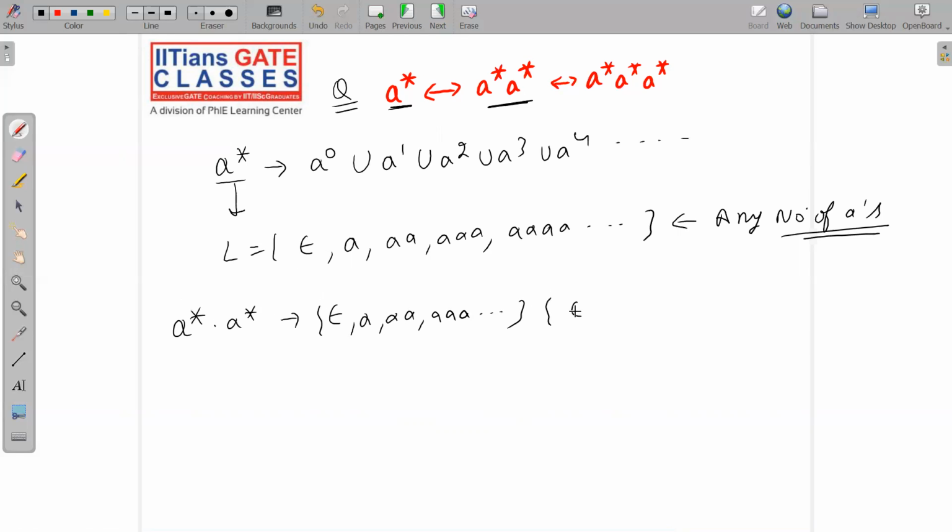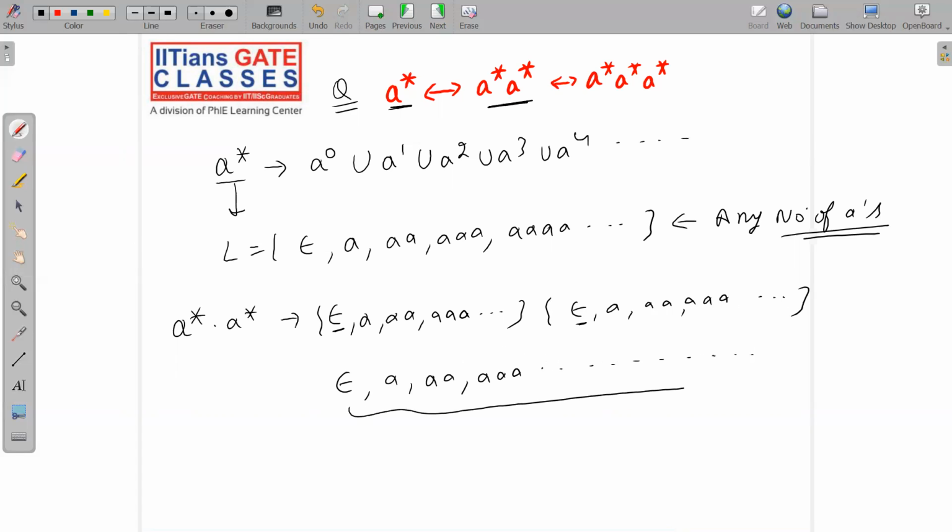And again, a star. I am writing null, a, double a, triple a, dot dot dot. So pick each and every string and try to concat. Null concat null is null only, null dot a is a, null dot double a is double a, null dot triple a is triple a. Null means what? Free a, so just ignore it. Okay, so a dot null is a. I am saying that null dot triple a is triple a, null dot 4 a's is 4 a's, and so on. Everything will be covered here only. Any number of a's will be covered when we concat null with all these things.